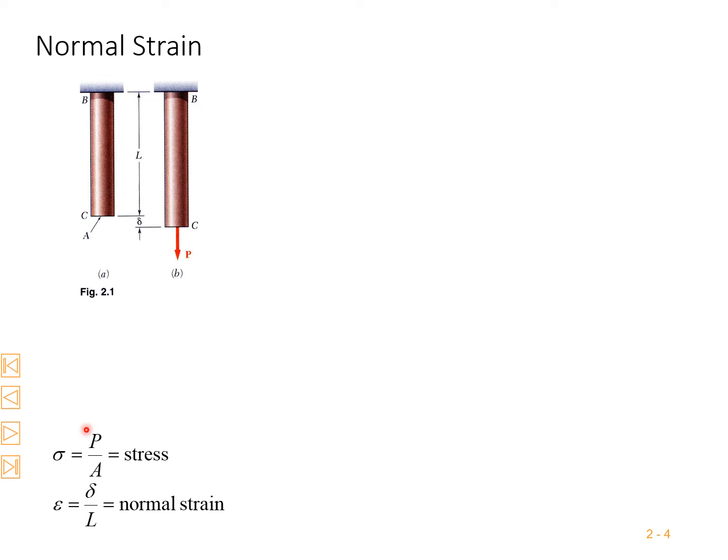So what we understand is that stress is the force divided by the cross-sectional area. That gives the load per unit area, which is what we call stress. Then strain is how much it deformed in relation to the original length. For example, if the original length is 1 meter and the deformation is 1 mm, then 1 mm divided by 1 meter is 0.001, and that's the strain.